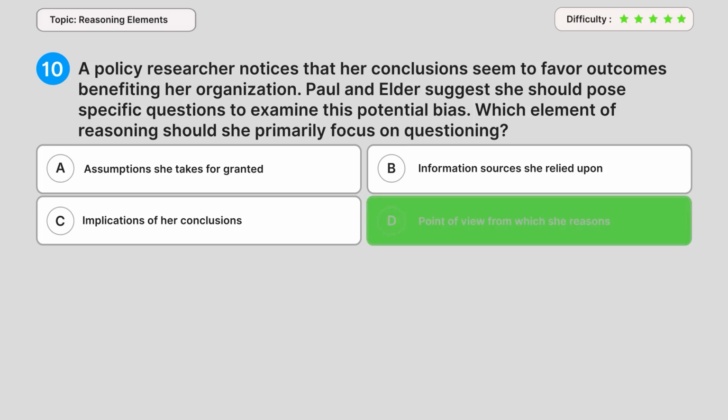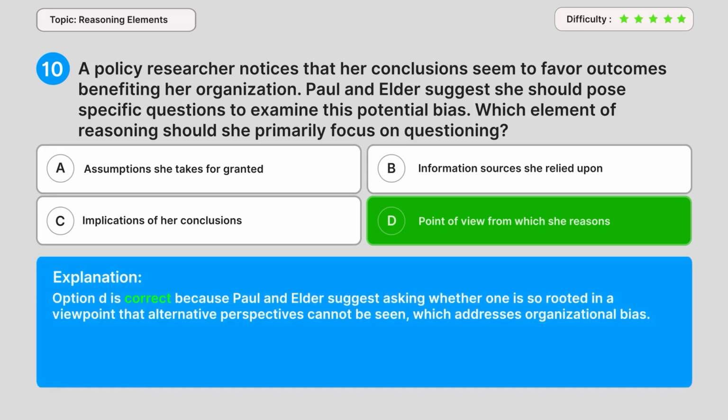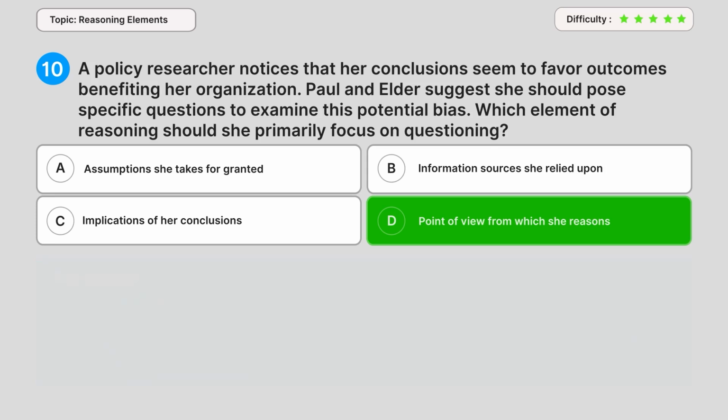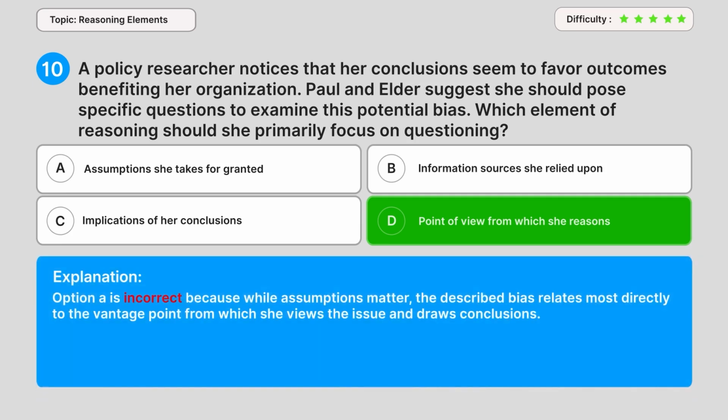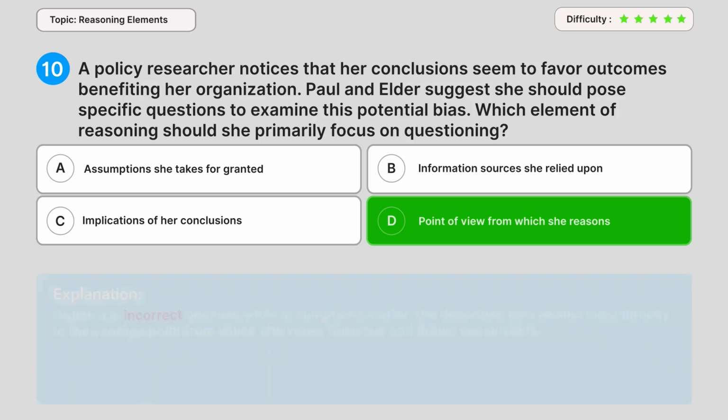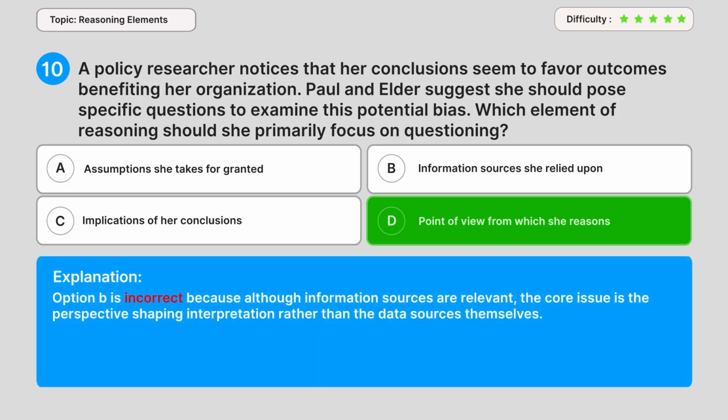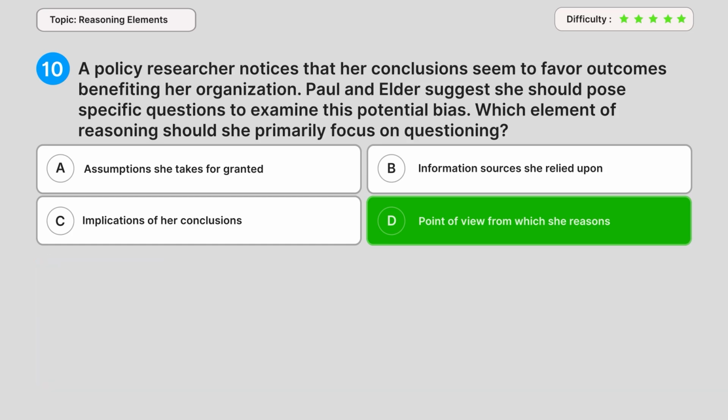Correct answer, D. Point of view from which she reasons. Explanation. Option D is correct because Paul and Elder suggest asking whether one is so rooted in a viewpoint that alternative perspectives cannot be seen, which addresses organisational bias. Option A is incorrect because while assumptions matter, the described bias relates most directly to the vantage point from which she views the issue and draws conclusions. Option B is incorrect because although information sources are relevant, the core issue is the perspective shaping interpretation, rather than the data sources themselves.